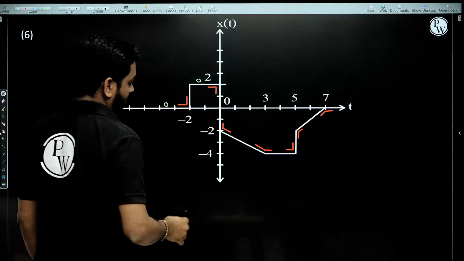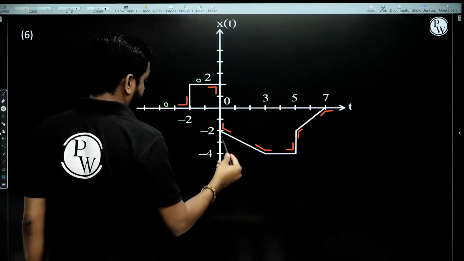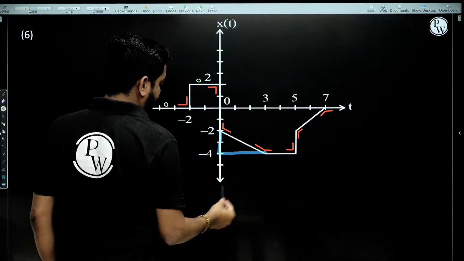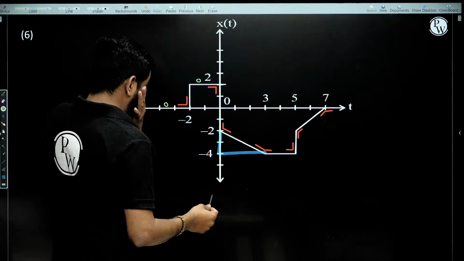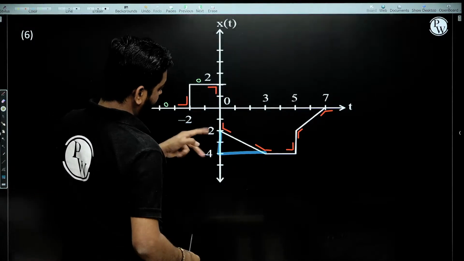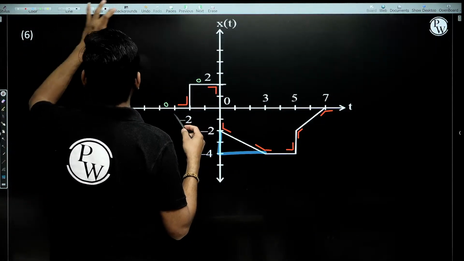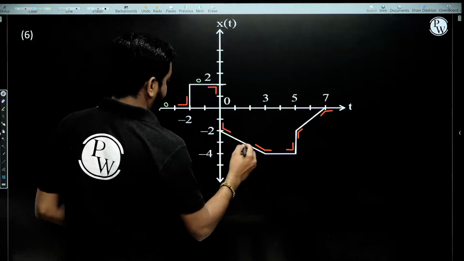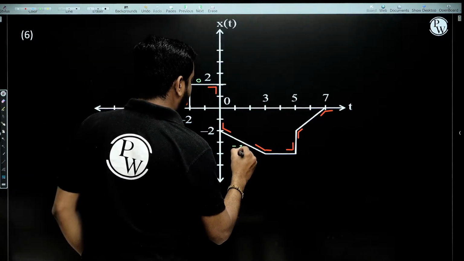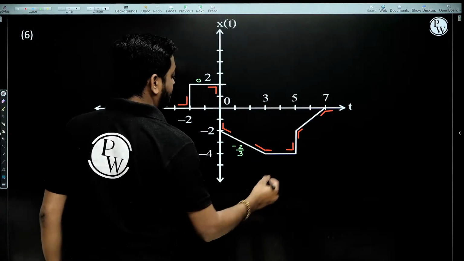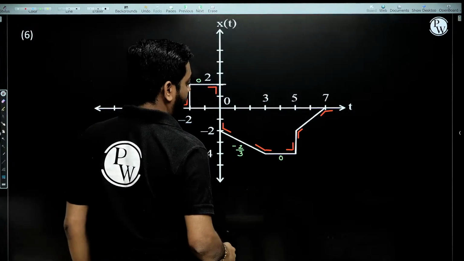What is the value of this slope, guys? dy and dx. dy is 2, dx is 3. You can see dx is 3, dy is 2, and it is a decreasing slope, that's why negative. The value of slope is dy by dx, minus 2 by 3. Here the value of slope is 0.